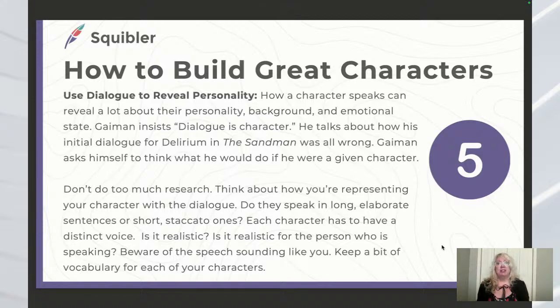Another tip is to use dialogue to reveal personality. How we speak and how a character speaks reveals a lot about their personality, background, and emotional state. Neil Gaiman insists that dialogue is character. He talks about how his initial dialogue for Delirium in the Sandman series was all wrong, and he asked himself what he would do if he were a given character. That helps him to create better dialogue for his characters.